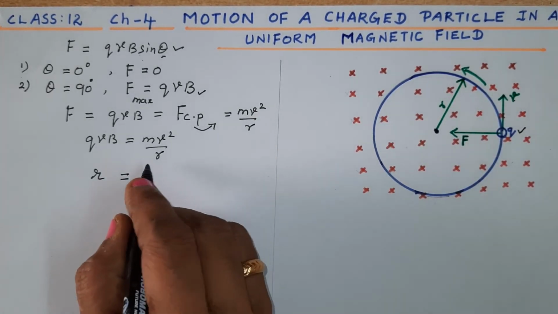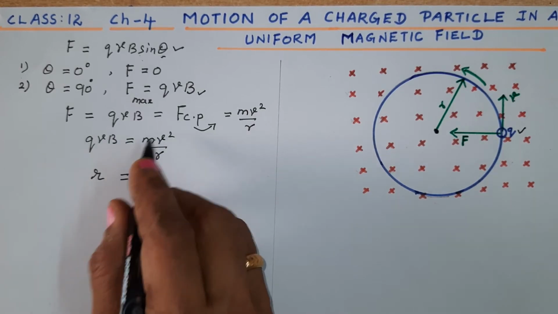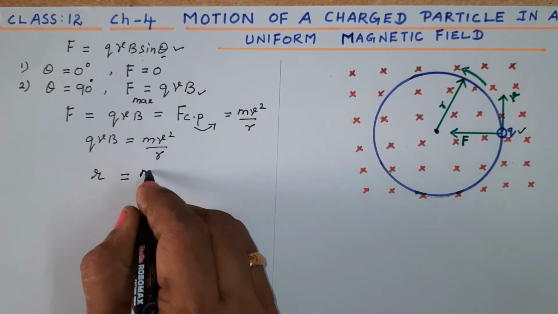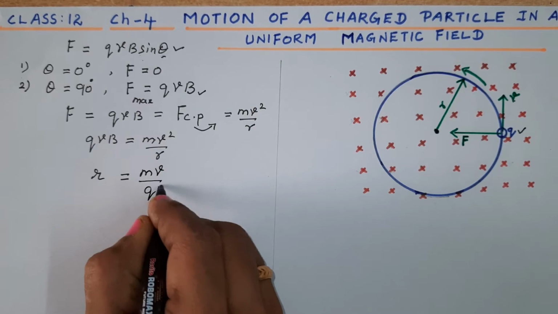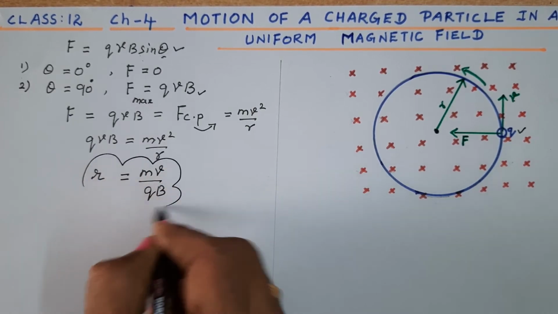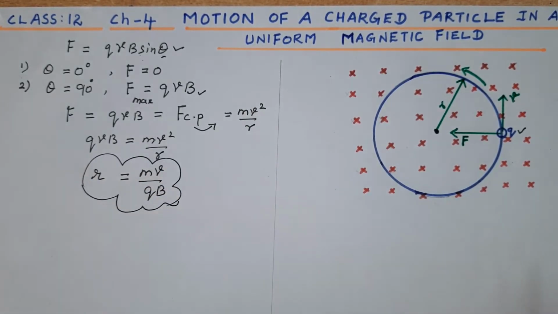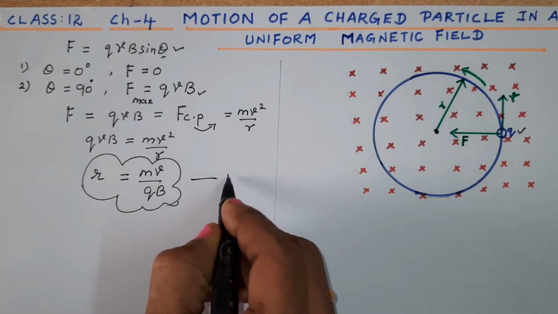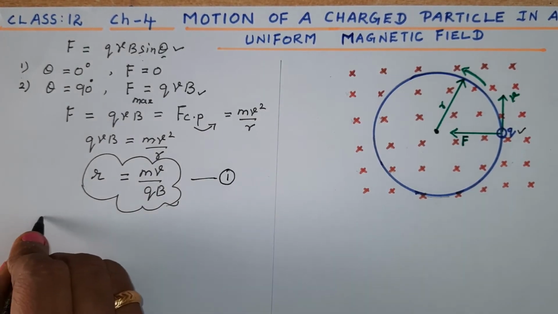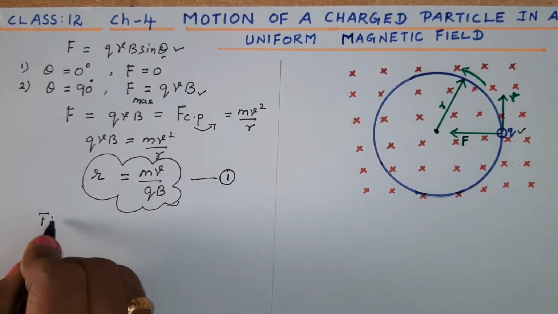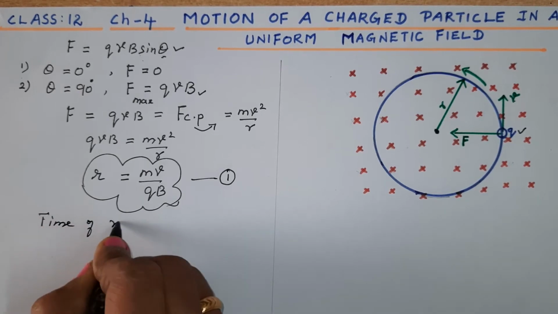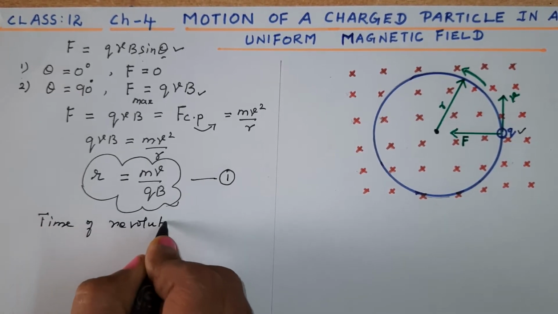We write r is equal to, by comparing the two equations, mv upon qB. This is the expression for the radius of the circular orbit covered by the particle of charge q. If this is equation number 1, we can also continue for the time of rotation or revolution of this particle.